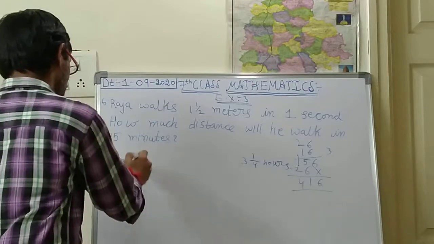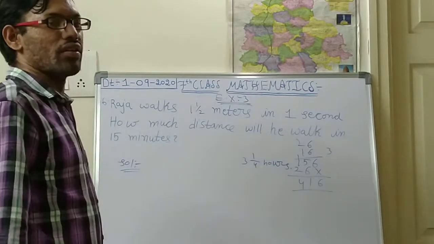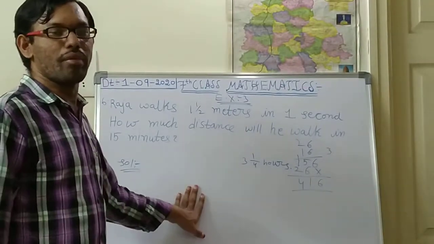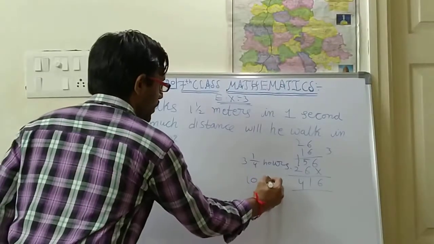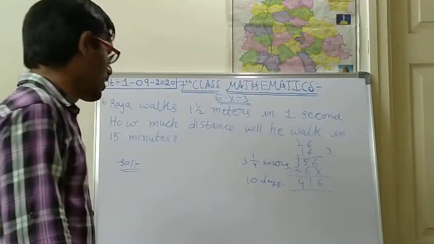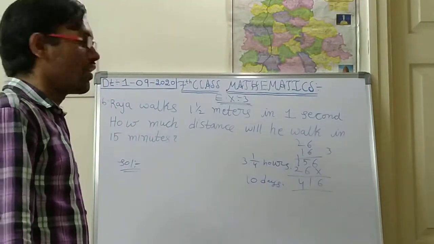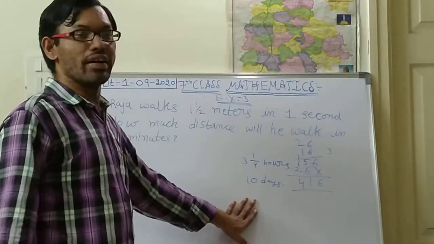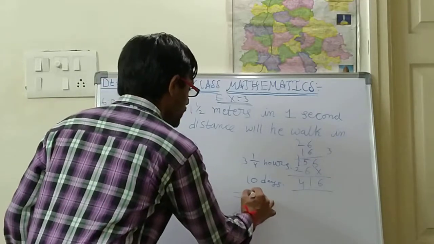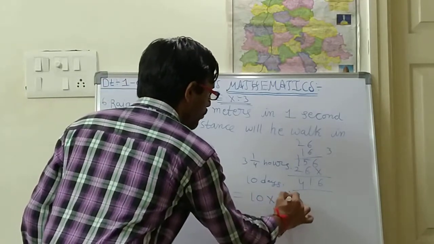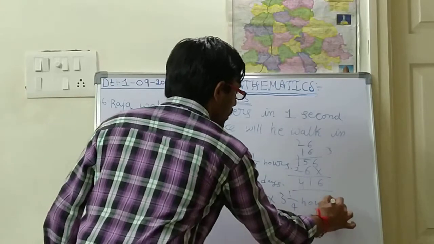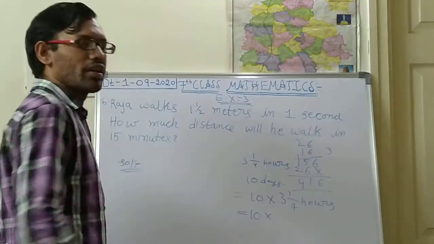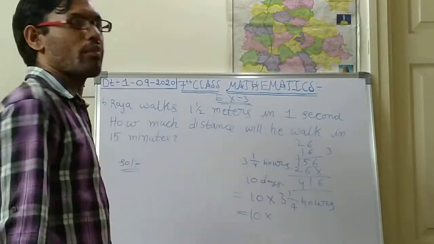Next, the number of days: the work completed in number of days is 10 days. What was asked? Time spent by Raja within 10 days. Next step: time spent by Raja in 10 days is equal to 10 into 3 1/4 hours. Is it right, children? First convert 3 1/4 into an improper fraction.